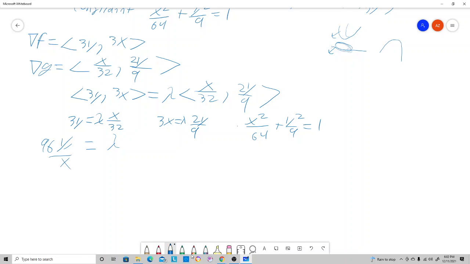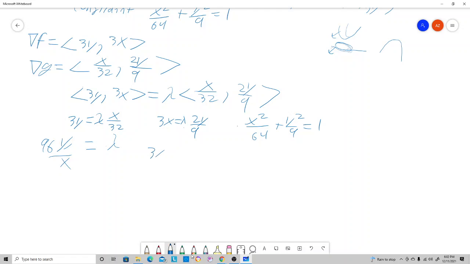So I always feel a little iffy about doing this because I don't like to have variables in the denominator, just because if it's a zero, you can't make that function defined. But I think it should be fine here. So now we can substitute this Lagrange into here.